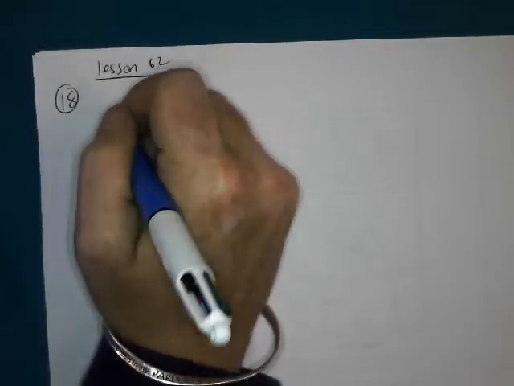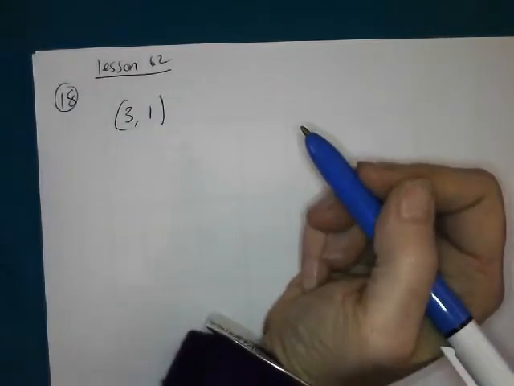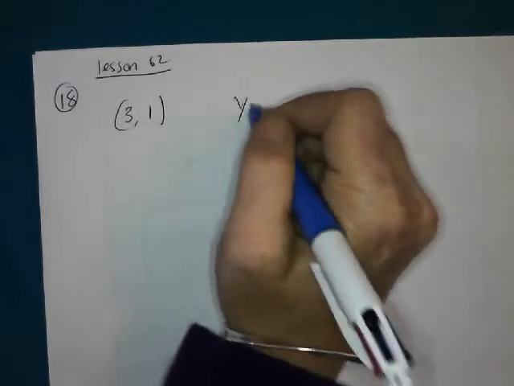Okay, lesson 62, number 18 says find the distance between the point 3, 1. Is this the right one? Whoever asked this one? Okay. And the line y equals x minus 4.